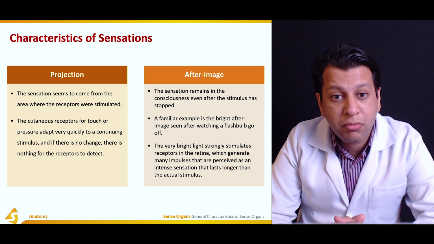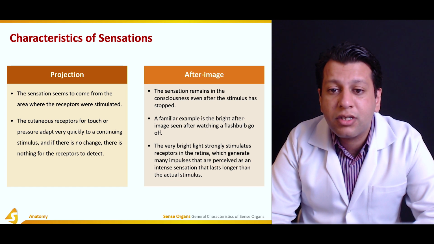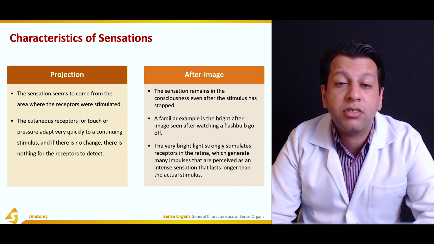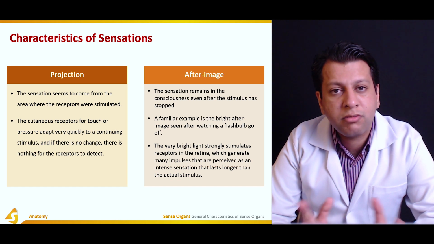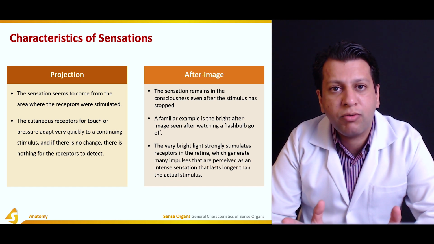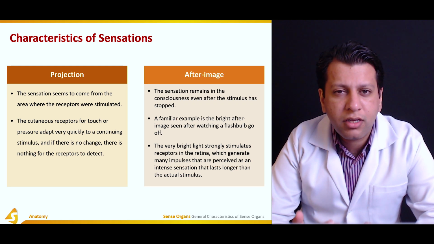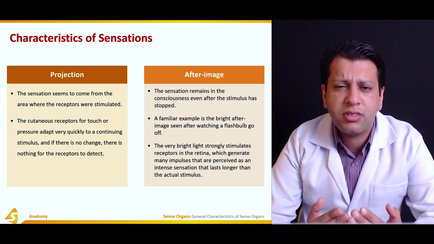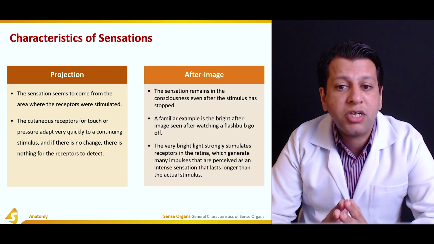Then this is called an after image. This is another property or characteristic of sensations. Sensation remains conscious even after the stimulus has stopped. We have all been very familiar with this when suddenly we go out in a bright light on a sunny afternoon around 12 or 1 p.m. And suddenly, for a second or momentarily, are we blinded by that light? Even if we close our eyes, we cannot see properly. A familiar example is a bright after image after watching a flash bulb go off.